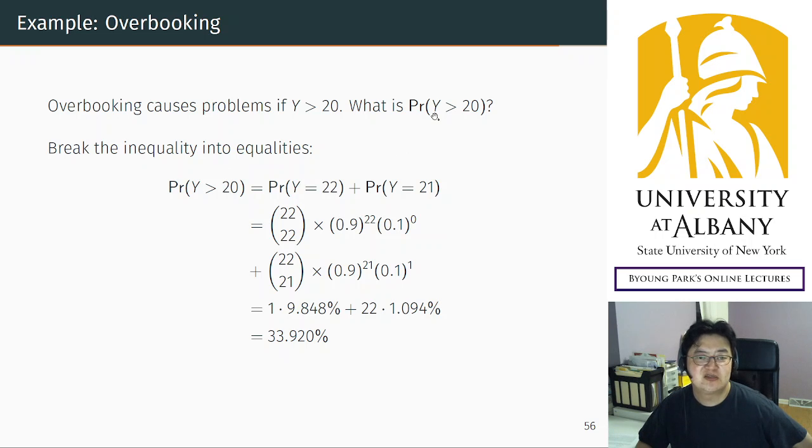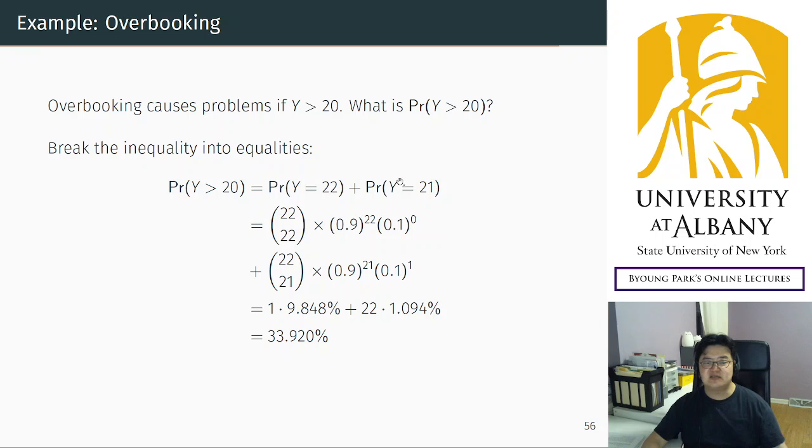So we are interested in probability Y greater than 20, and greater than 20 includes only two possible cases: when there are 22 passengers, which is the maximum possible, and when there are 21 passengers. In these two cases, the company is in trouble. You know how to calculate each of these probabilities using the formula we derived. So the formula gives you these two terms.